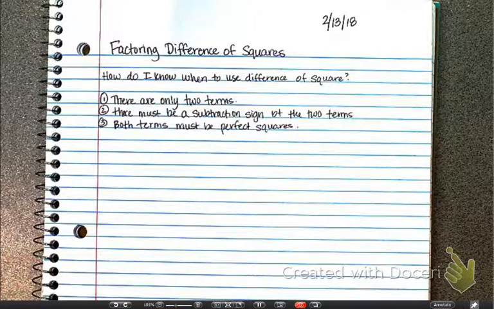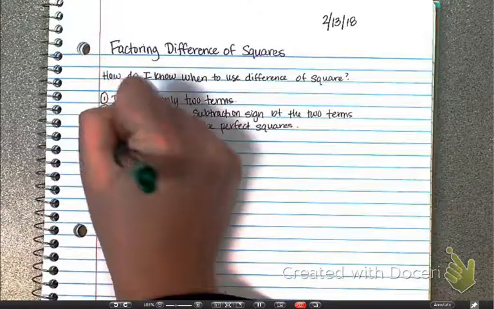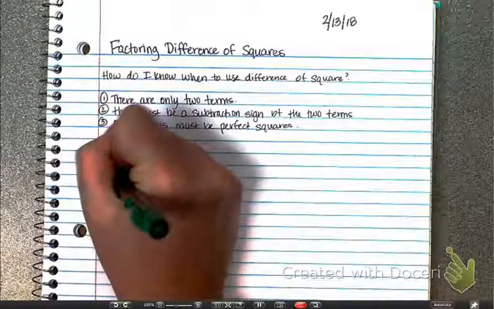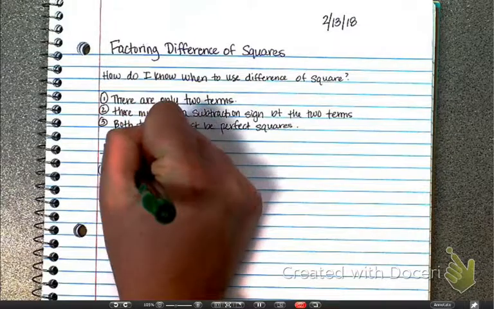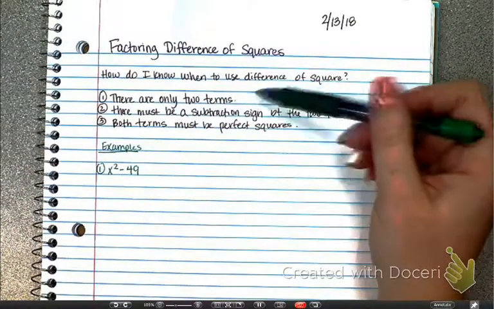Okay? So here is how we are going to factor difference of squares. We're not going to use the x. We're not going to use the super x. You need to memorize these. Okay, so first thing you should always look for is GCF. Is there a greatest common factor between x squared and negative 49? No. Okay, now does x squared minus 49 meet these qualifications?